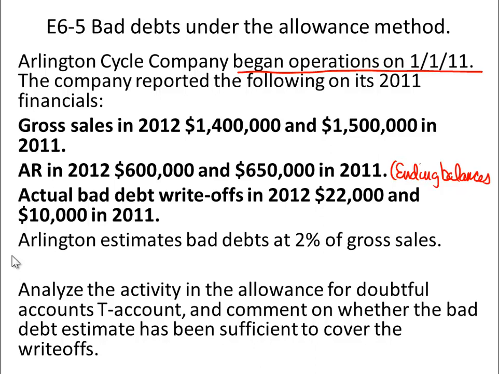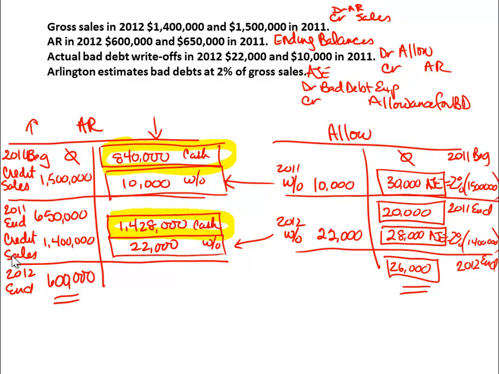All right, here's another one. It's telling me a bunch of information, and it's asking me to analyze the activity in the allowance for doubtful accounts account and to comment on the bad debt estimate as to whether it was sufficient or not. So, if I think about what is given to me, gross sales, I know, increases accounts receivable.